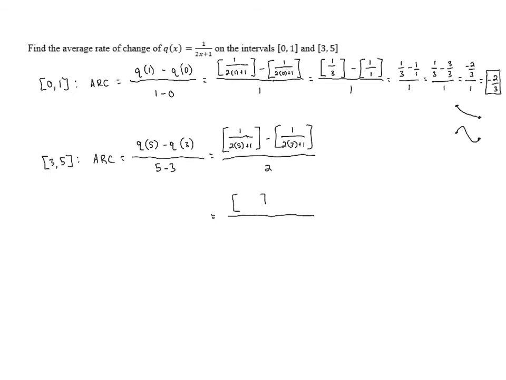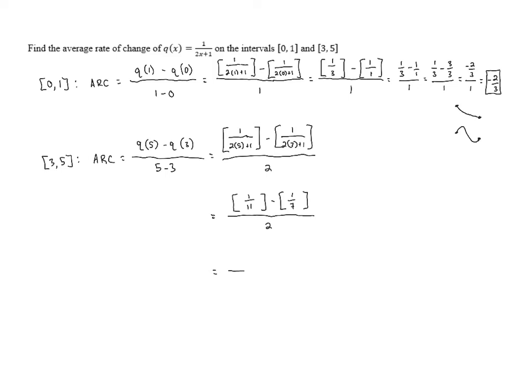Now, in the first set of brackets, let's look at this denominator. 2 times 5 is 10, plus 1 is 11. So this is going to end up being 1/11. Now, in the second set of brackets, in that denominator, 2 times 3 is 6, plus 1 is 7. So this becomes 1/7. So we've got 1/11 minus 1/7 over 2.